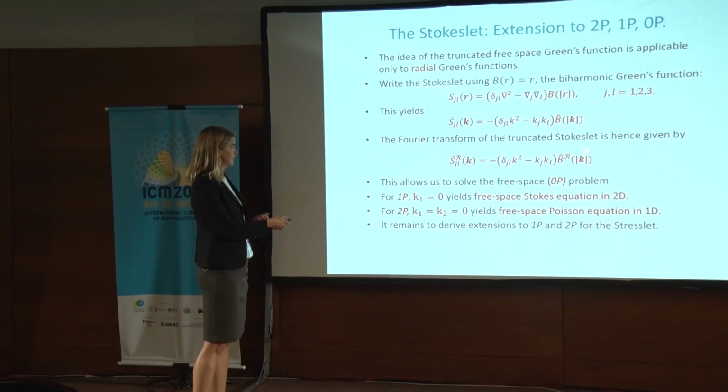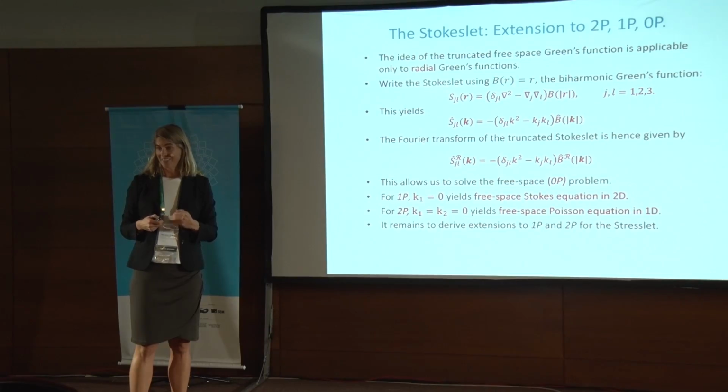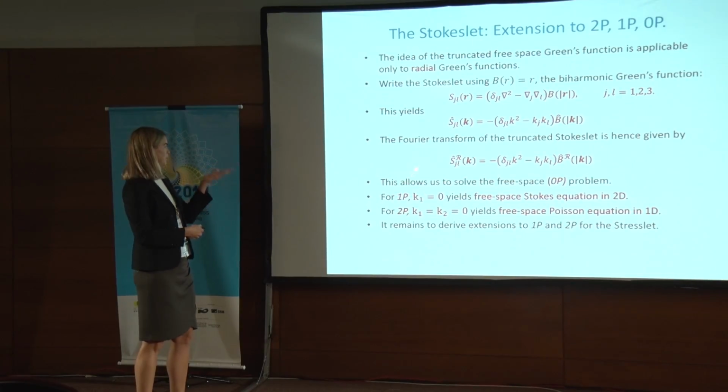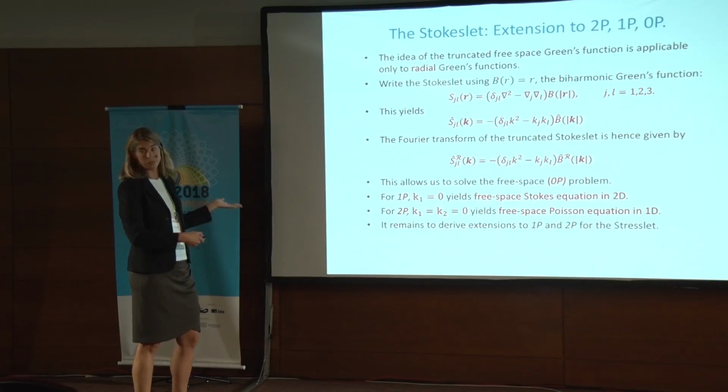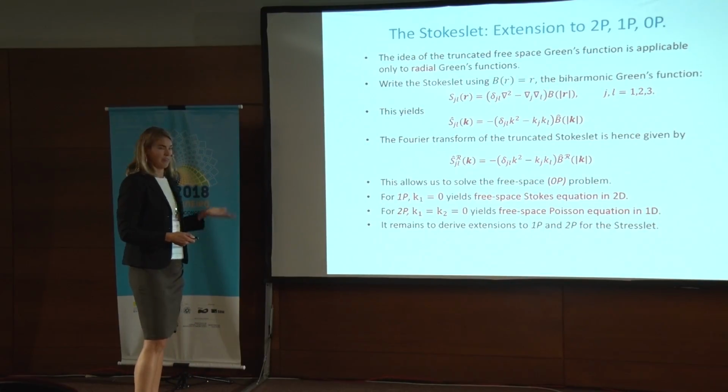And when we do that, that means for the truncated Stokeslet, we can create it in K-space just by taking this factor and multiplying it with the Fourier transform of the truncated biharmonic that we can derive. And this allows us to solve the complete free space problem. And if we look at what we get when we start reducing the periodicity, if we have only one periodic direction, we get a free space Stokes equation in 2D that we need to solve, so we can follow the same ideas. And if we have 2 periodic directions, we actually get the one-dimensional problem as we expect, and it reduces to a Poisson equation. So we can do that too. But for the Stresslet, we haven't derived the extensions yet.